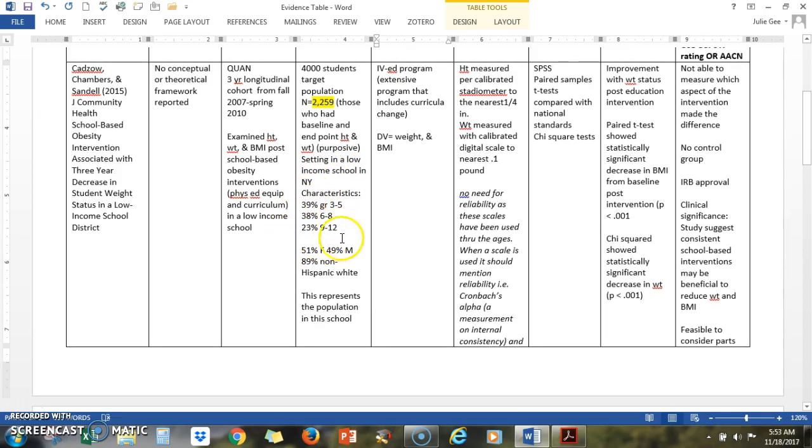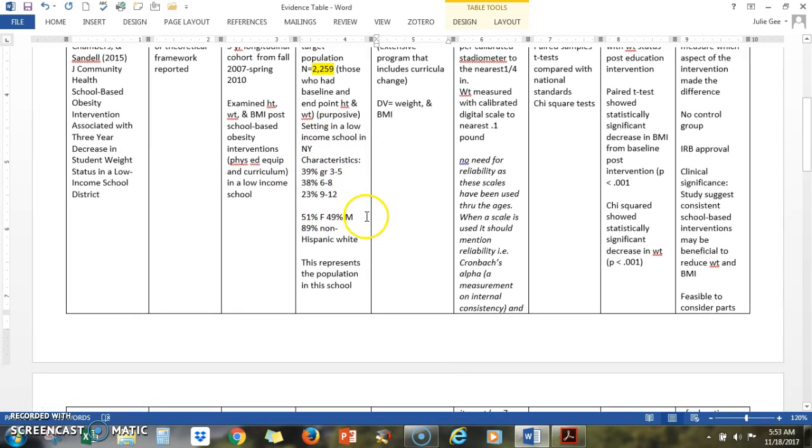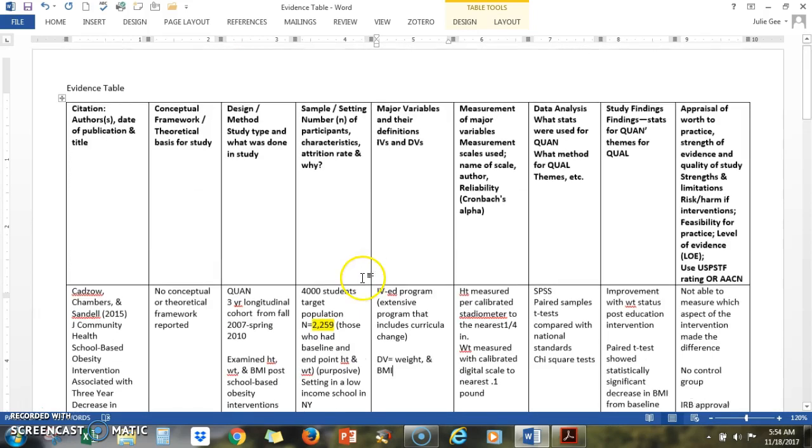Here's the characteristics I talked about, specifically the population. You don't have to do this, but I talked about male and female. But one thing I did write was I noticed it was 89% non-Hispanic white. So it's like, well, that could be biased. Did they just take these white kids and compare it and leave everybody else out? But what they really did is they did write in the article this represents the population in the school. So therefore, it is what it is. There's no biases. That's the population, and that's it.